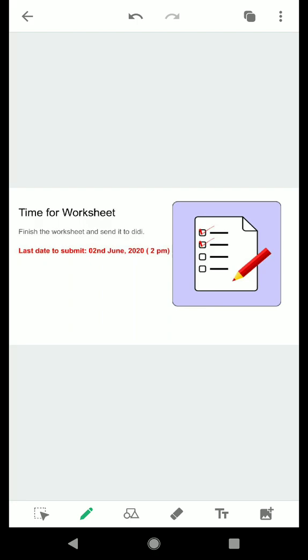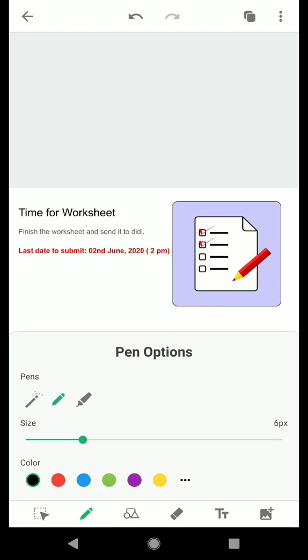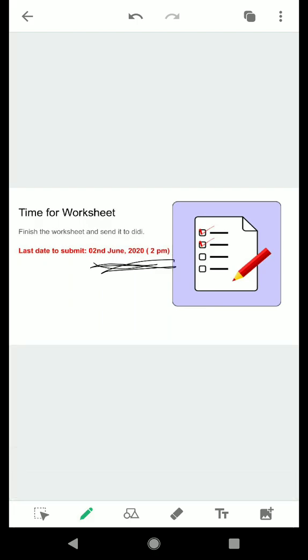Now it's time for the worksheet. In your WhatsApp group, Didi is sending only one worksheet with these three types of questions, but more questions so that we can practice more and become champions in number work. The last date to submit the worksheet is 2nd June, which means tomorrow before 2 p.m. 2 p.m. means afternoon 2 o'clock. So before tomorrow 2 o'clock, please send me the picture of the worksheet that you do in your notebook. Try sending it to me today itself so that we can learn new things tomorrow.